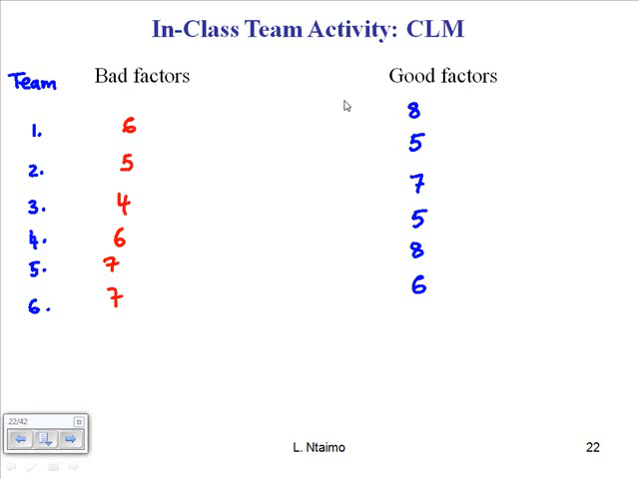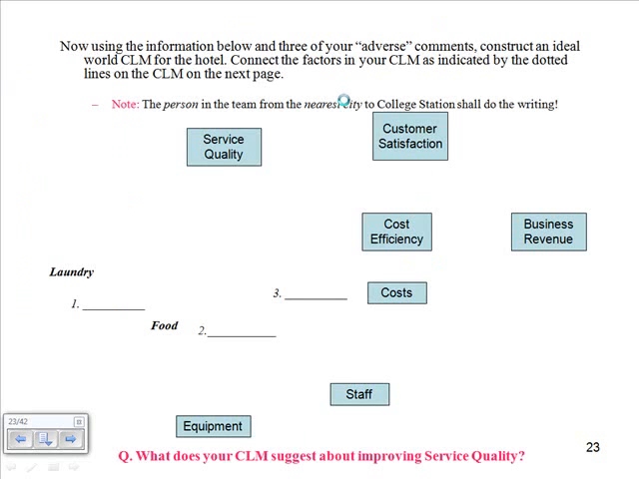So next, I want you to use the information that you have created about the bad factors to construct an ideal causal loop model for the hotel. So this is just going to be ideal, okay? You're going to see why this is going to be ideal. And what I want you to do is connect the factors in your causal loop model as indicated by the dotted lines on the next page. So you're going to construct your causal loop model using this page, okay?